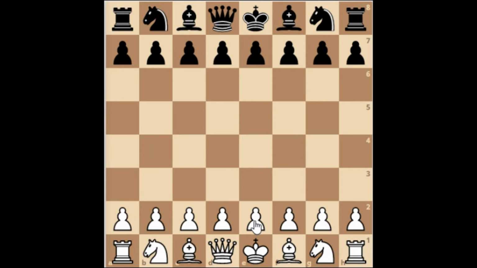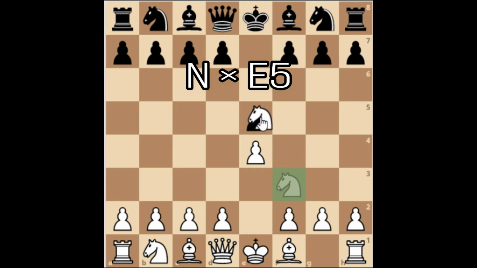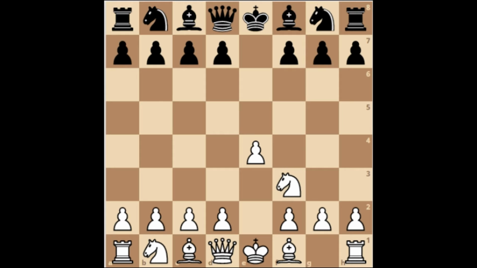Now, to write capturing moves, first, we write the notation letter of the capturer, and then, the position of the square where the captured piece was placed. For example, knight captured this pawn, so we will write N cross E5.